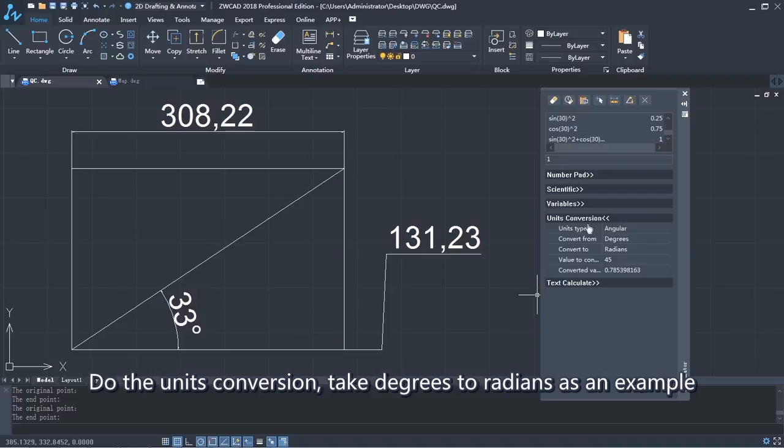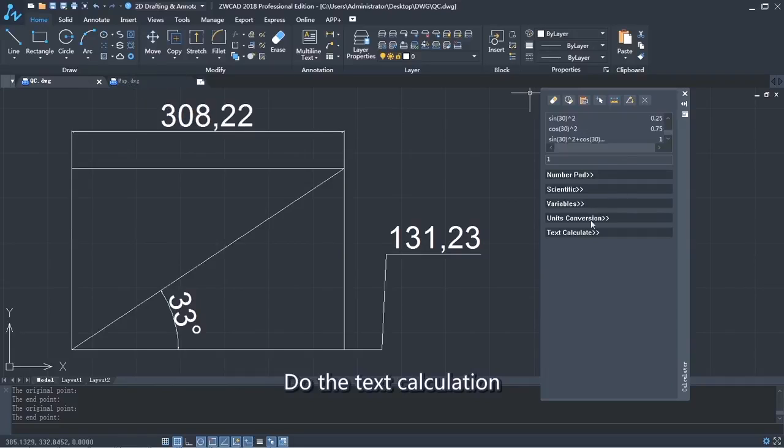Do the units conversion. Take degrees to radians as an example. Do the text calculation.